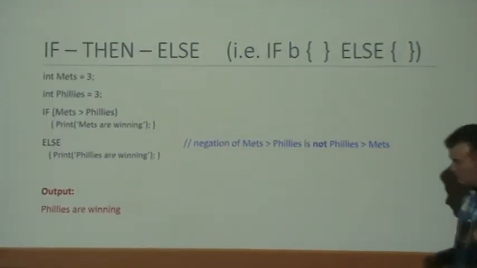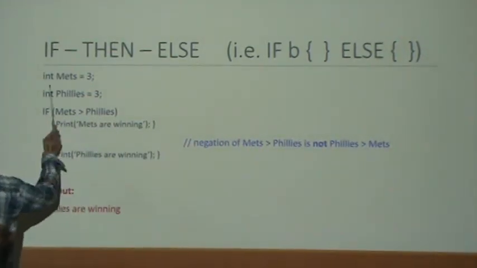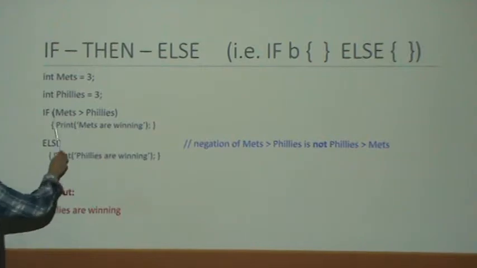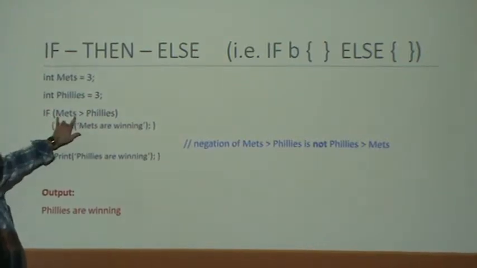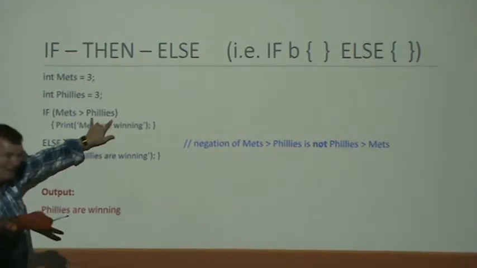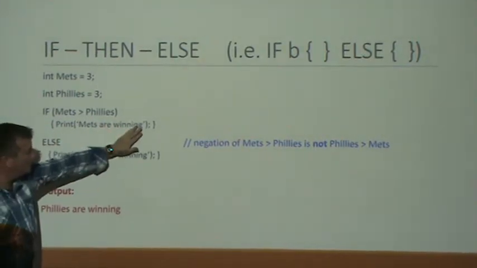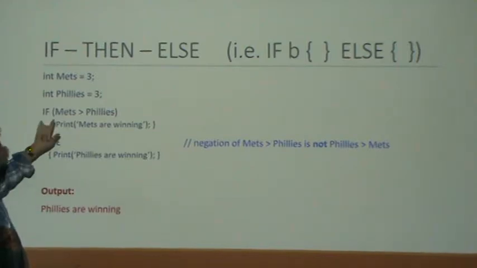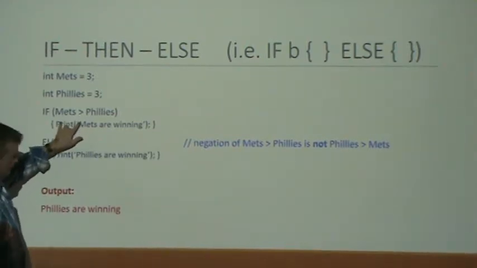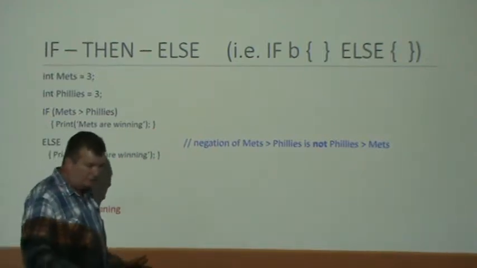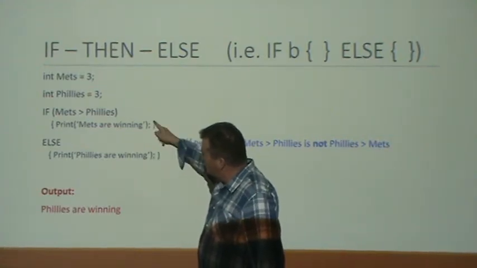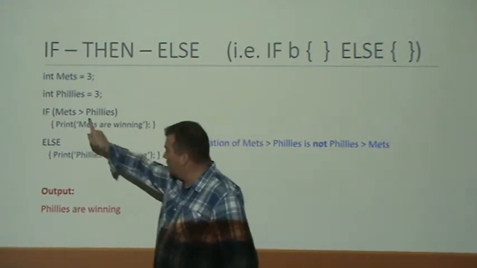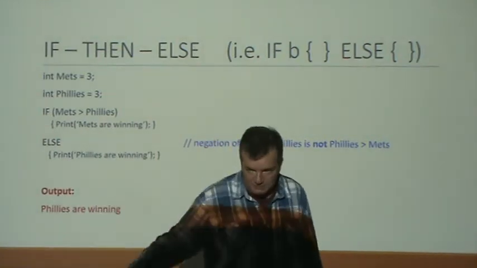Okay. So now suppose we have the Mets are equal to 3, the Phillies are equal to 3, and then our logic goes, we're now going to start using if statements. We're going to say if the Mets score is greater than the Phillies score, then print Mets are winning. Else, if the Mets score is not higher than the Phillies score, then we're going to print the Phillies are winning, right? So we have 2 lines of code, but only one of the 2 is going to run based on whether this Boolean expression is true or false.